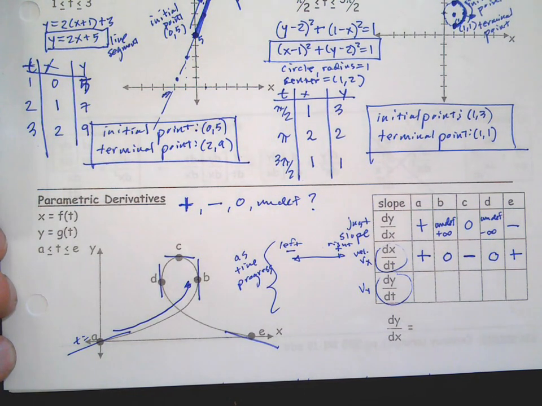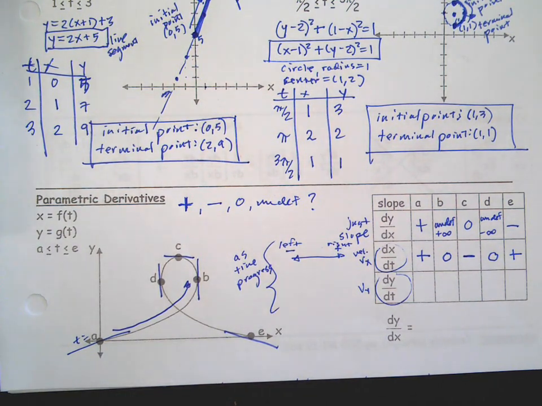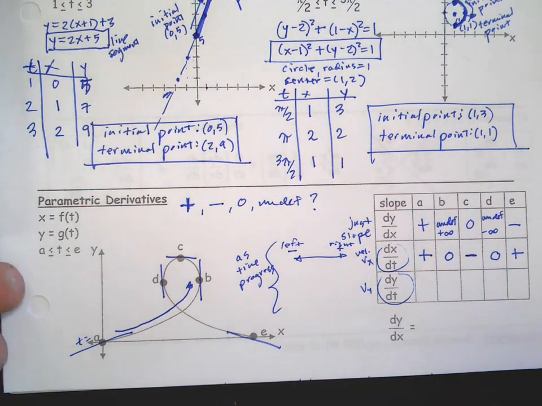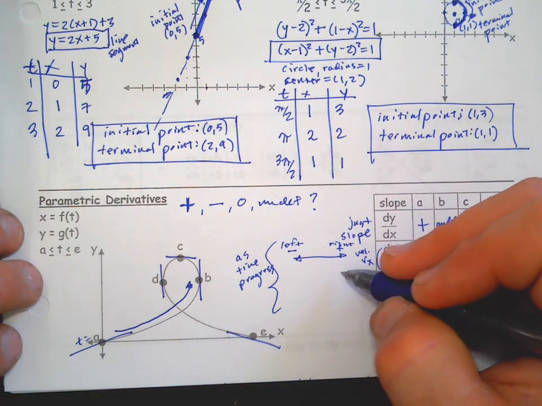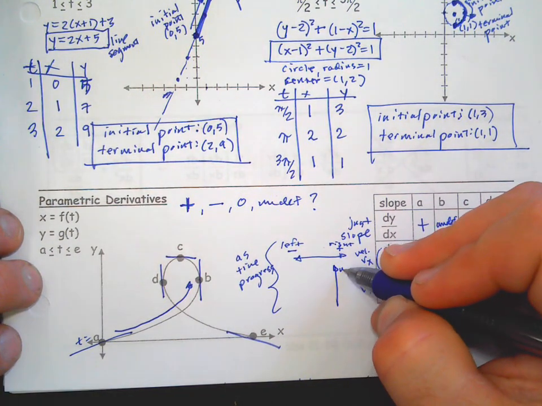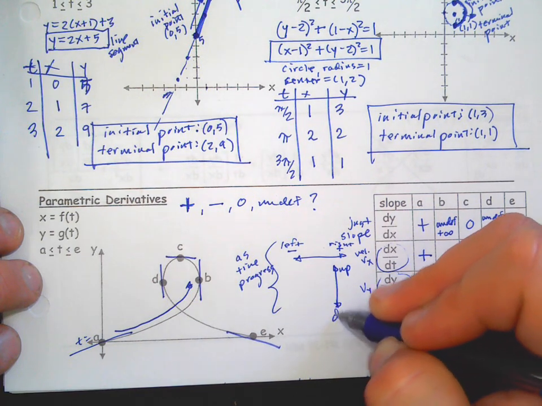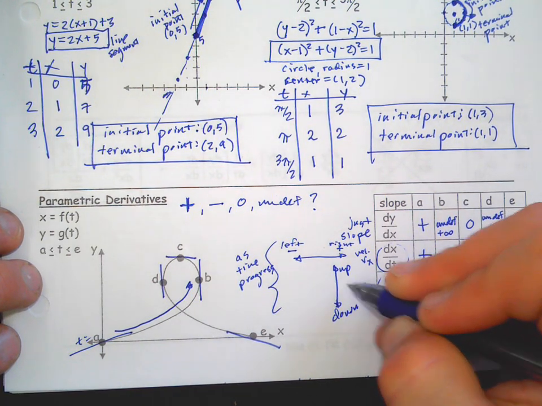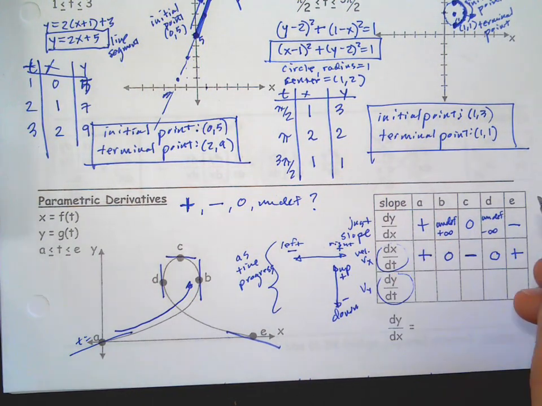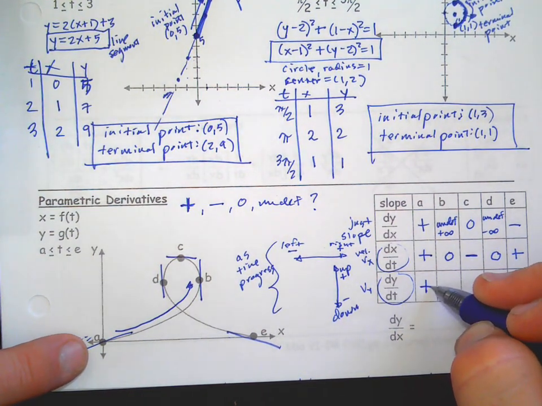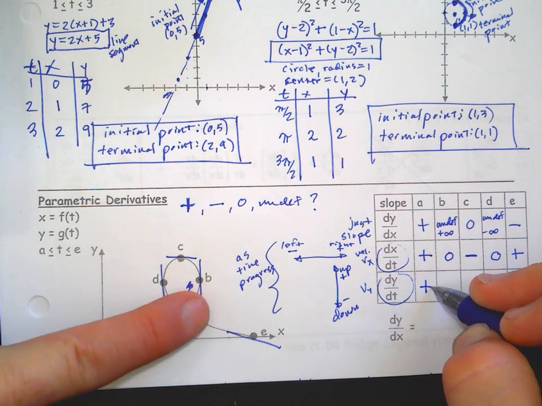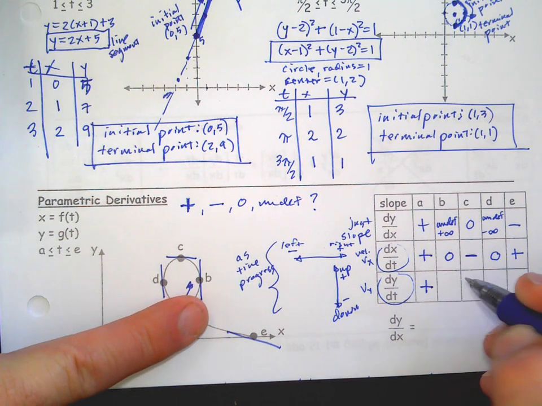Okay, now we're going to look at the same points and ask, what's happening to the y coordinate as time progresses? So now we're really just asking how the graph is changing in just the vertical direction. The vertical direction is either up or down. If it's up, we're going to say positive. If it's down, it's going to be negative. So at A, it's moving up at an angle. At B, it's moving up, right?